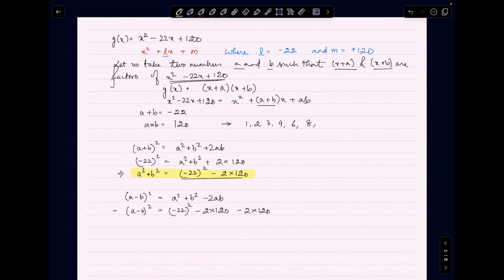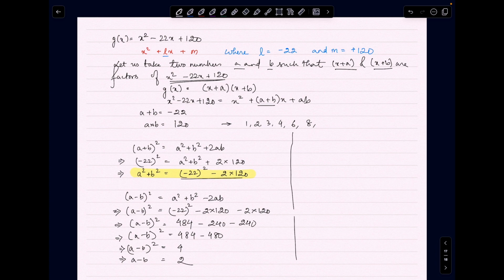So a minus b whole square is minus 22 whole square, which is 484, minus 2 into 120, which is 240, and again 240. So a minus b whole square equals 484 minus 480. So a minus b whole square equals 4. This gives a minus b equals 2. So I'm writing it here.